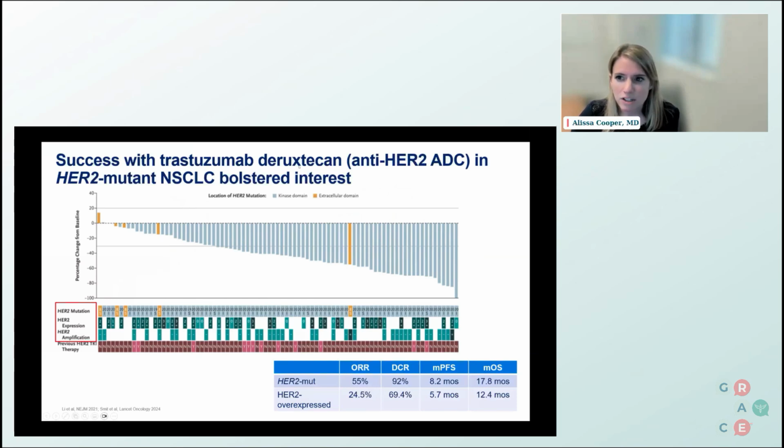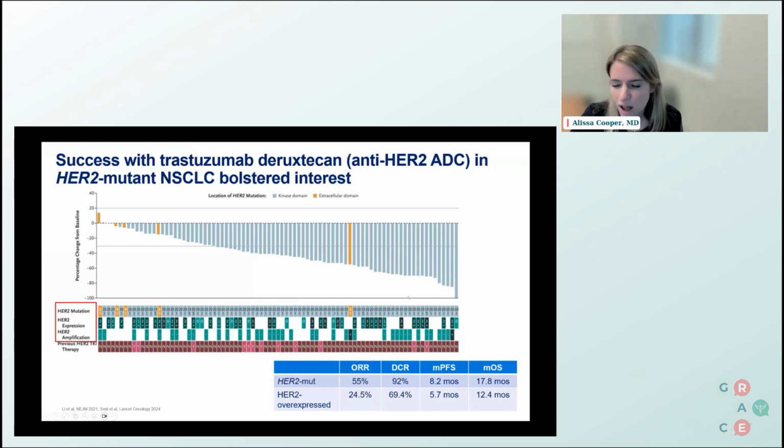So it's an anti-HER2 ADC. In HER2 mutant non-small cell lung cancer, it was tested a few years ago in a clinical trial and was shown to be extremely successful. To orient you here, I think Dr. Shields had shown you some of these kinds of plots, and I'm not sure how many of you are familiar with what these look like.